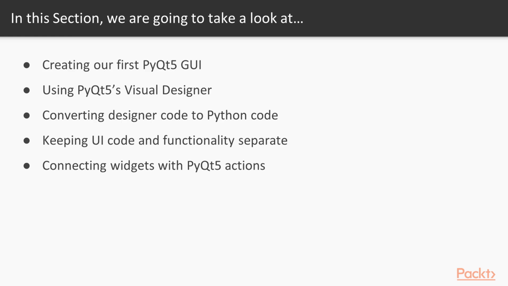After that we will convert the designer generated UI code into Python code. We will then see how we can modularize our UI code. And in the end, we will connect our widgets to PyQt5 actions so they can actually do something useful.